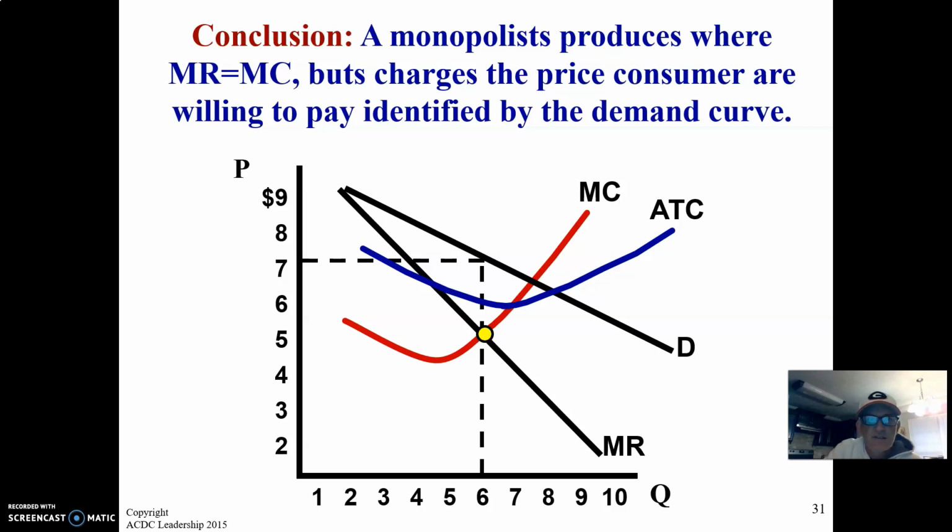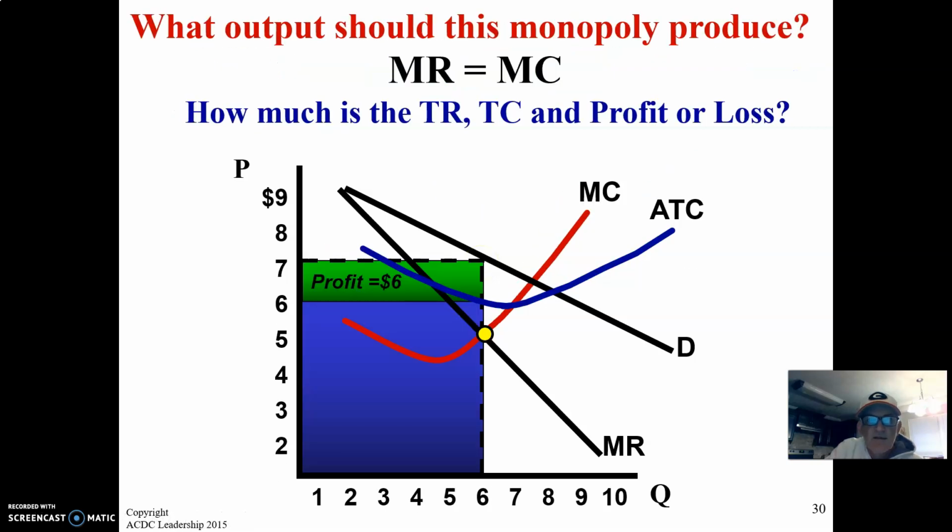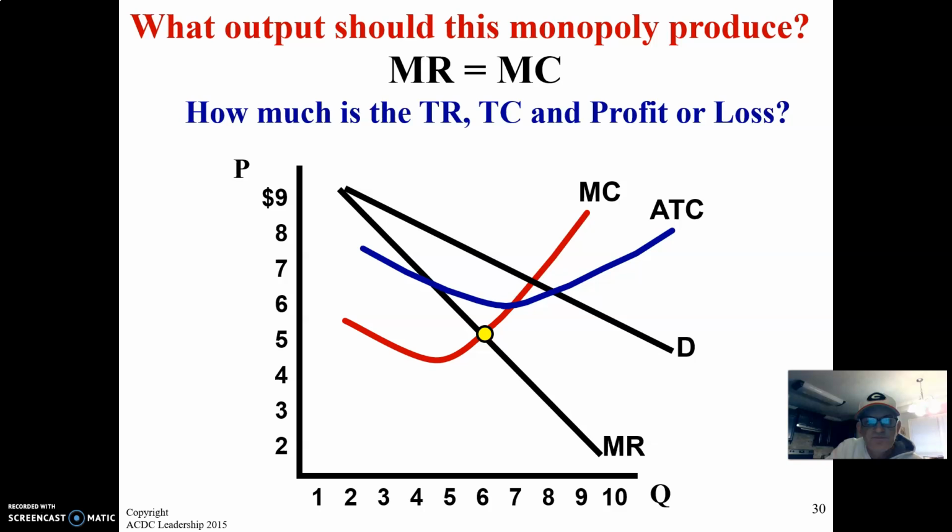All right, so here's a conclusion. The monopolist produces where MR equals MC, just like always, but they're going to charge the price the consumers are willing to pay. So the price will not be here, because we know from our demand curves, what we've already learned, that the consumer is willing to pay this price right here. All right, let's go back here. Let's go one more time.